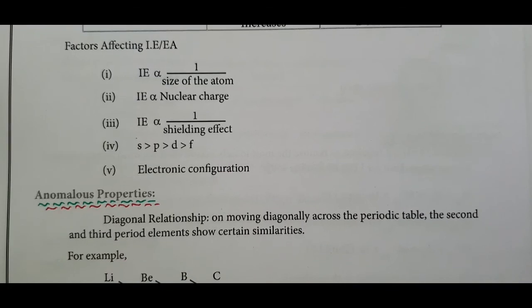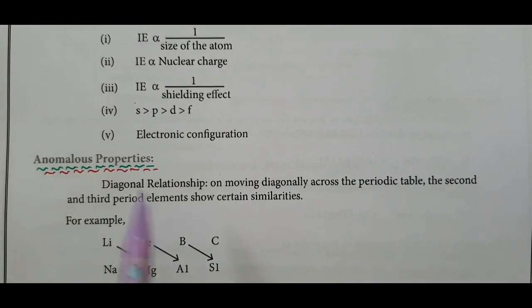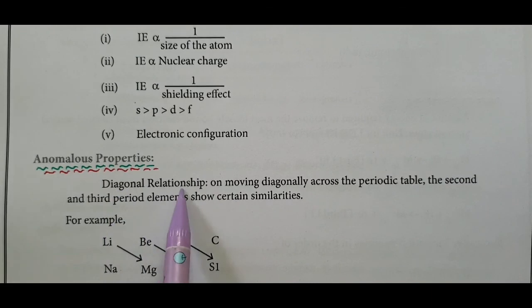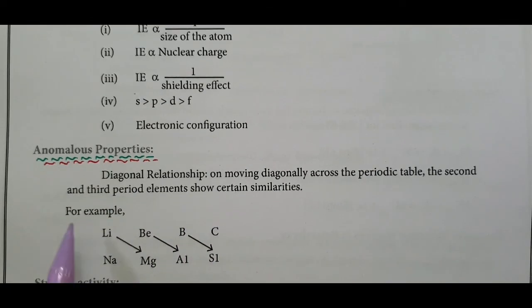Anomalous properties of second period elements. Diagonal relationship. On moving diagonally across the periodic table, the second and third period elements show certain similarity. Diagonal relationship, for example, lithium and magnesium, beryllium and aluminum, boron and silicon are diagonal pairs. Some of their properties are similar in nature.